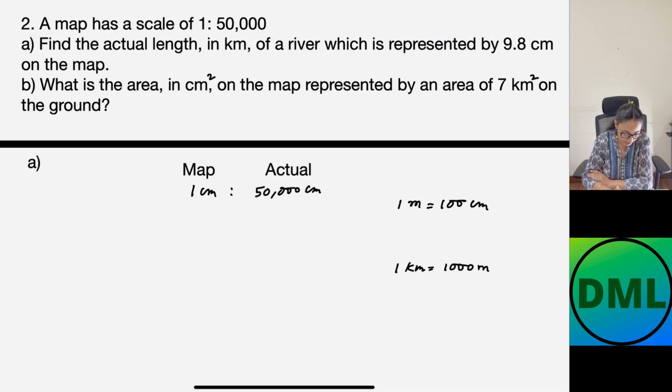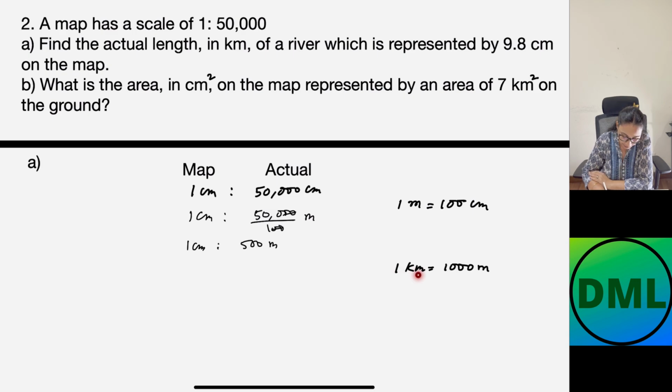Let's do the first part here. Our scale is 1 centimeter is to 50,000 centimeters. I have to calculate the actual length in kilometers, so I need to convert this into kilometers. We know that 1 meter is equal to 100 centimeters. Going from smaller unit to bigger unit, what we have to do? Divide it by 100. 1 centimeter is to 50,000 over 100 meters. 2 zeros will get cancelled from here. 1 centimeter is to 500 meters.